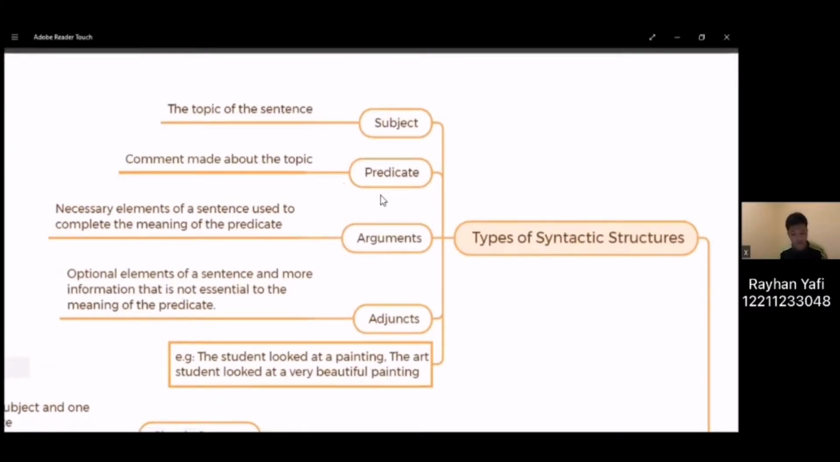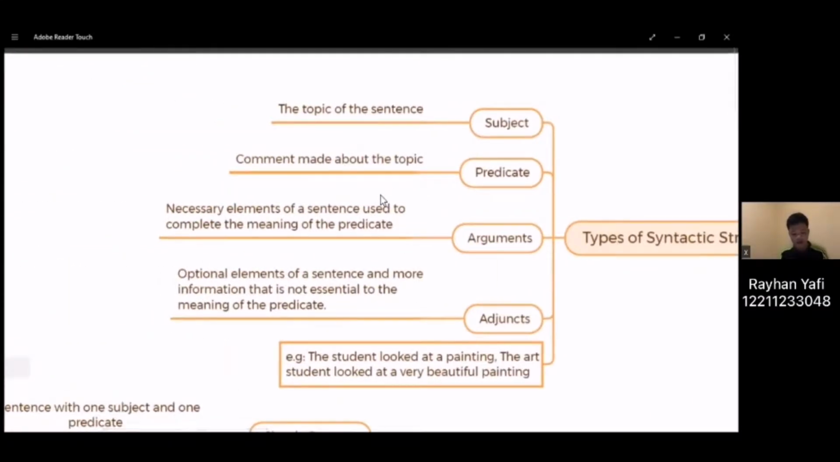So, sentences are built on the basis of rules of combination. The units being combined are called constituents. In a sentence, there are at least two main constituents. One is called a subject and the other one is called a predicate. The subject is the topic of the sentence, while the predicate is the comment made by the topic.